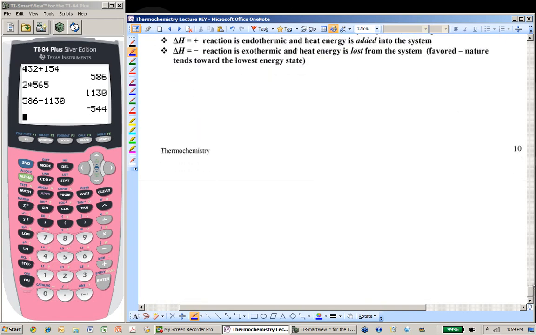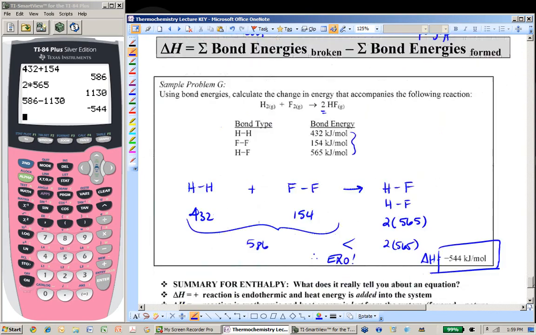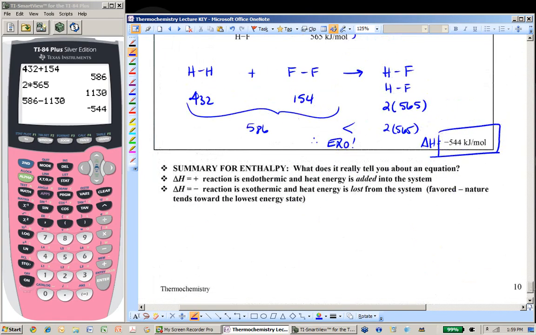All right, so let's do a quick little summary. Sorry, I went too far. Quick little summary for enthalpy. What does it really tell you about an equation? If the delta H is positive, the reaction is endothermic. Energy is added into the system. If the delta H is negative, the reaction is exothermic and heat energy is lost from the system. This is what is favored in nature because nature tends toward a lower energy state.